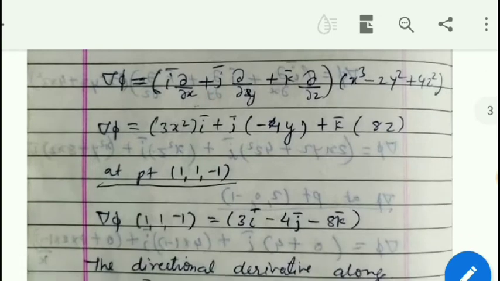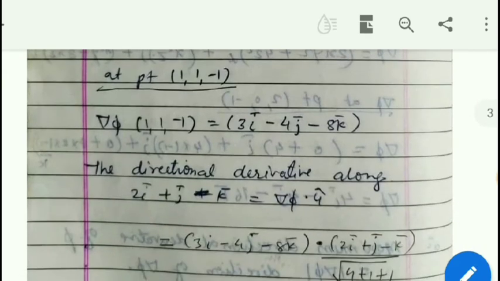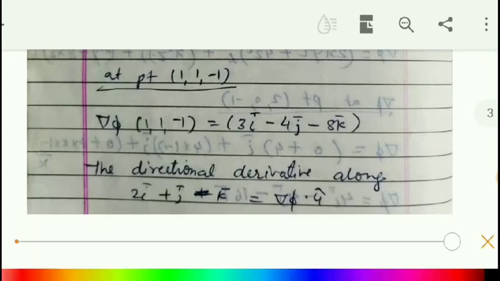Now find del phi at point (1, 1, -1). So del phi at point (1, 1, -1) equals 3i minus 4j minus 8k. It means put x is 1, y is 1 and z is minus 1. After that we get the value of del phi as 3i minus 4j minus 8k. Okay.